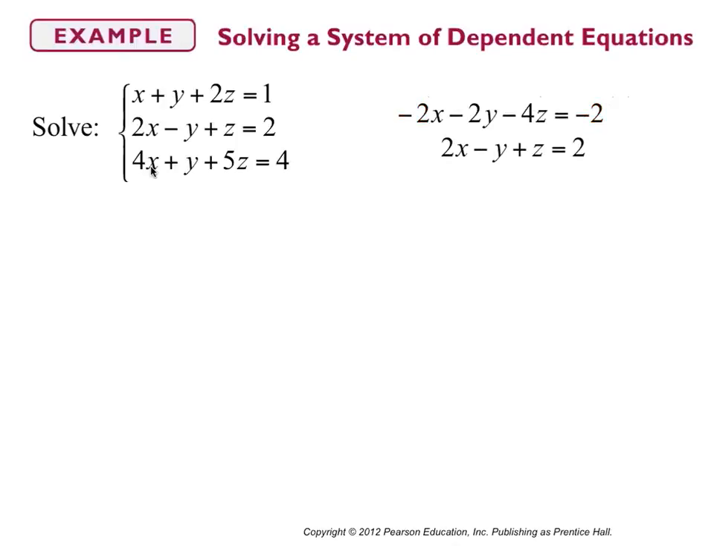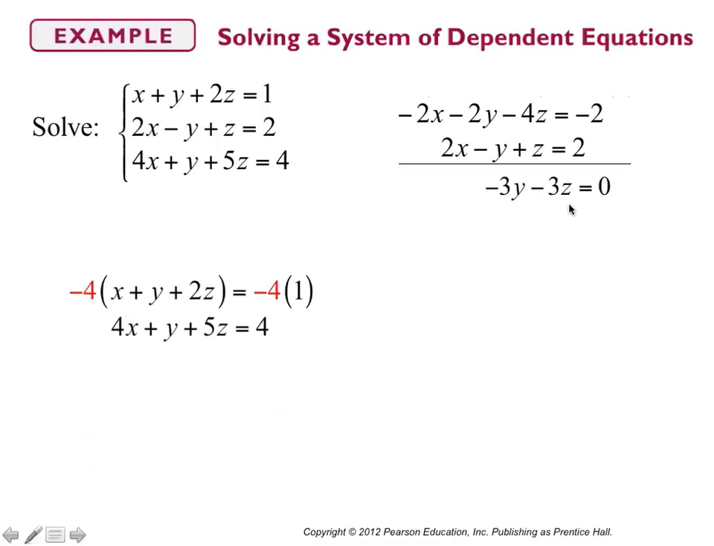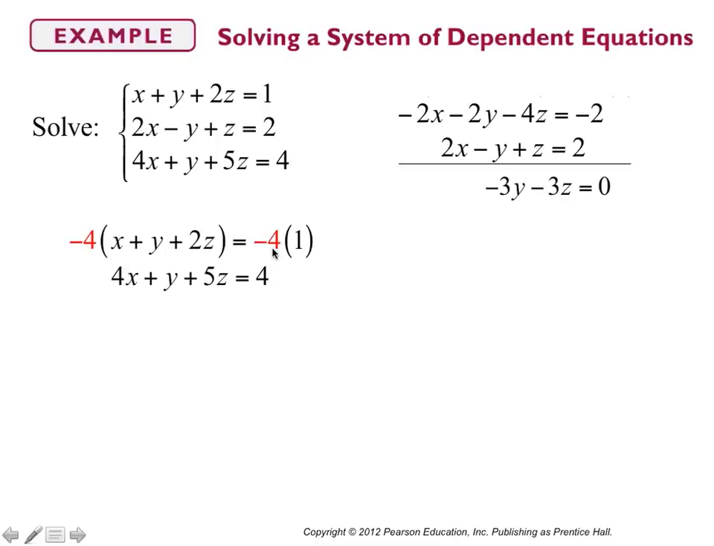So hopefully for this first equation, you were able to get negative 3y minus 3z equals 0. So we just took the first equation, multiplied everything by negative 2, and then added the 2 equations together. And then hopefully you took the first equation and multiplied by negative 4, and then let me give you another minute to go ahead and finish up this step. You're going to put these 2 equations together.